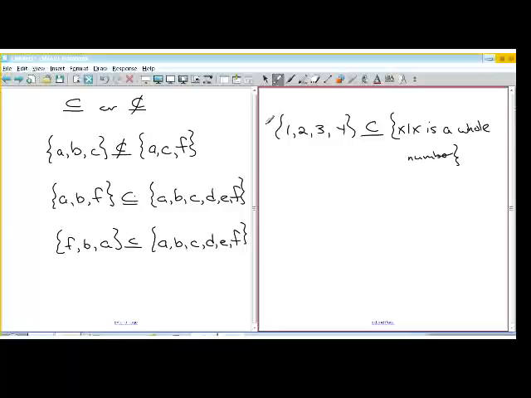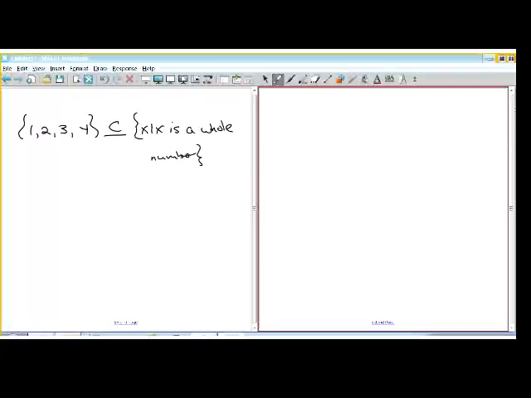Okay, then we're going to tell whether statements are true or false. We talked about that in class. So let me just give you 1 or 2 examples here.